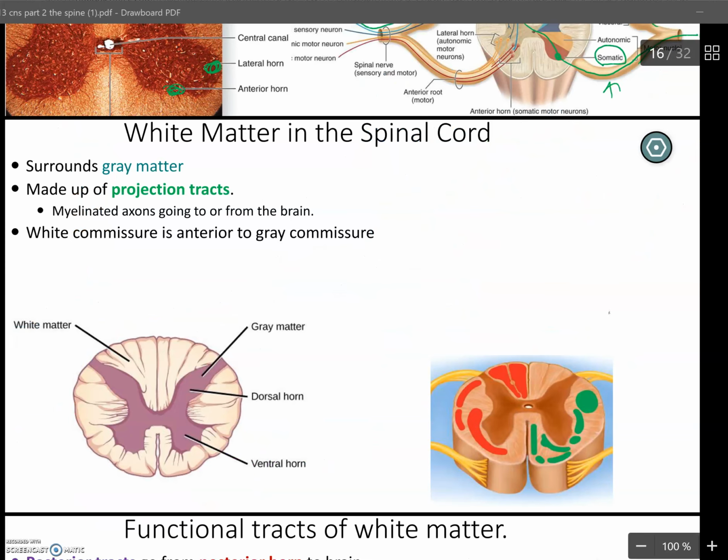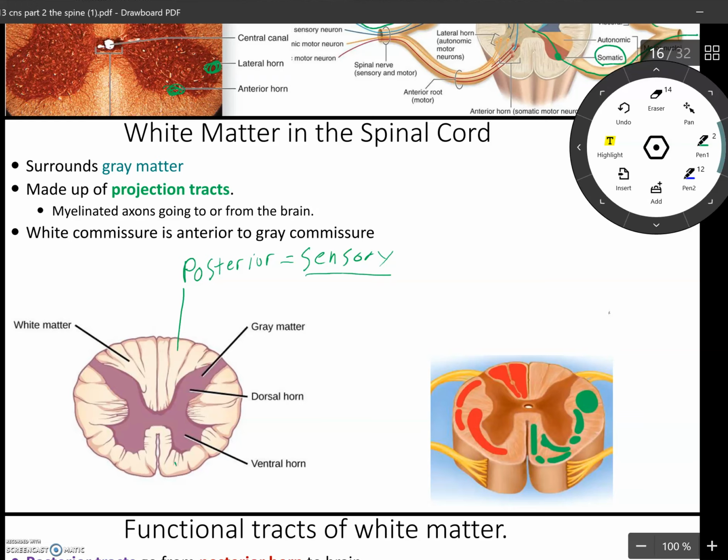So the white matter surrounds the gray matter, or the gray matter is deep to the white matter. And it's made up of projection tracks. The posterior projection tracks are generally sensory. The anterior projection tracks are generally motor. So if we look at this, this is divided. These are showing the sensory tracks, these are showing the motor tracks. So our motor tracks tend to be in the anterior white matter and the deep lateral. Our sensory tracks tend to be posterior here, except for this bad boy. That's my favorite track. It's the spinothalamic tract, and that is anterior lateral.